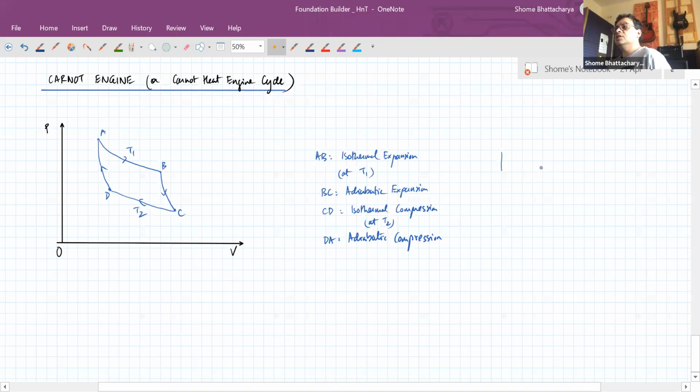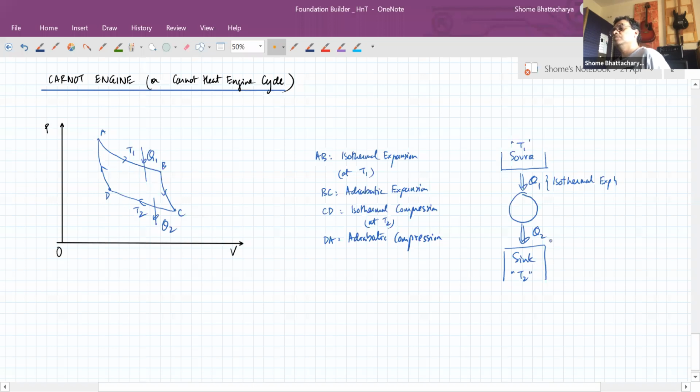So what is happening is that the heat source supplying the heat to the engine operates at uniform temperature T1. So Q1 amount of heat is supplied to the cycle through an isothermal process. Okay. So that is the amount of heat coming into the system, Q1 over here. Whereas Q2 amount of heat is dissipated into the heat sink. Now the heat sink is also operating at a constant temperature T2. So this Q2 amount of heat is going in here.